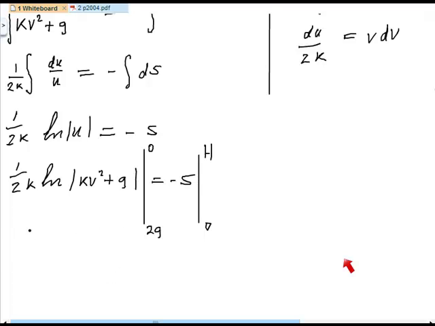And now we just keep working this out. So it's 1 over 2k ln. Put in the 0 for v first of all, and you get k into 0 squared, plus g, minus, put in 2g, put in the lower limit, and you get k into 2g squared.